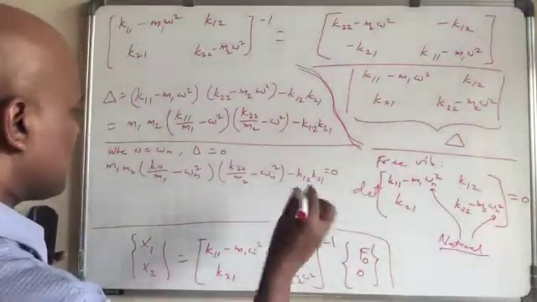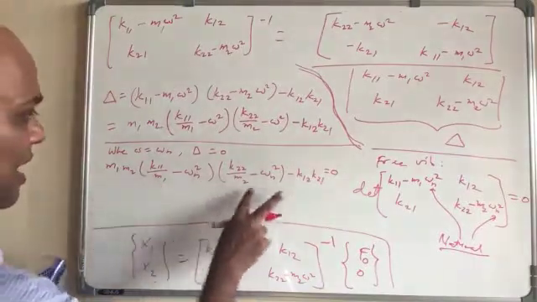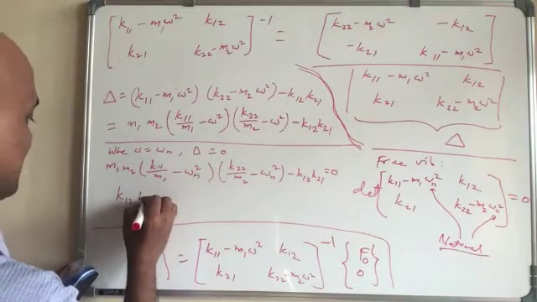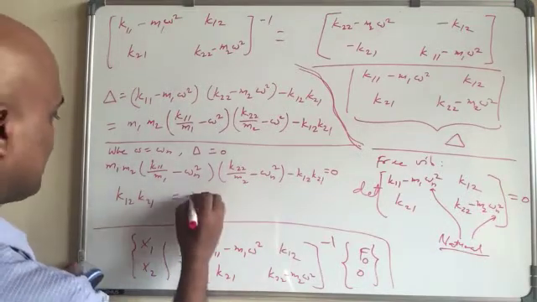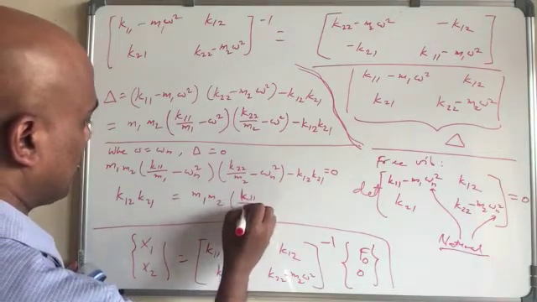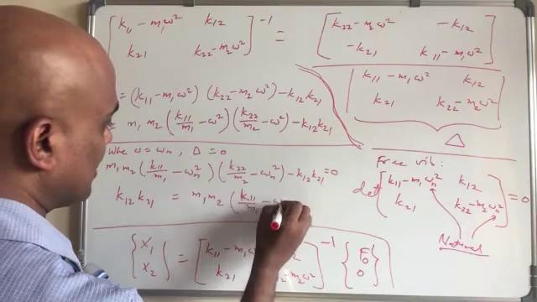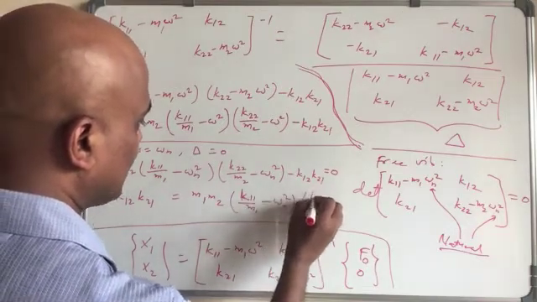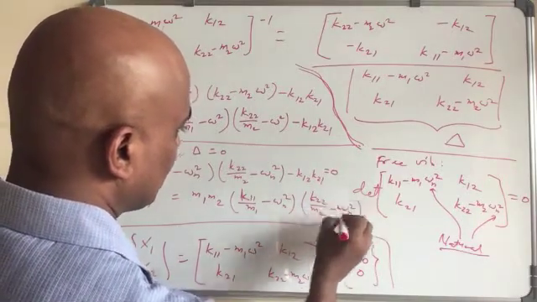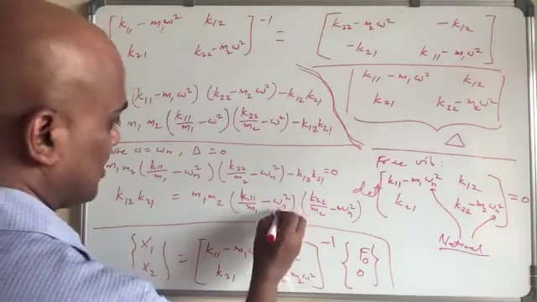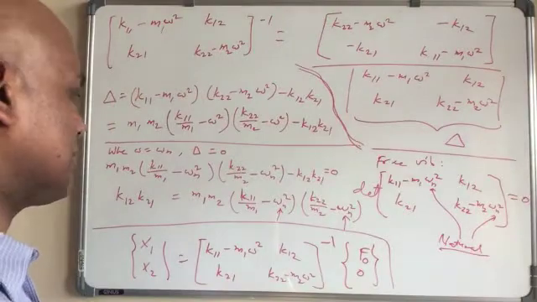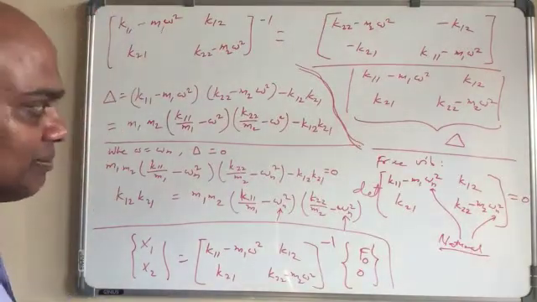So simply in that case, this term k12 times k21 is equal to m1 m2, k11 over m1 minus omega n square multiplied by k22 over m2 minus omega n square. That's what you get. Mind you, this is the omega n term, meaning omega n equal to omega 1 and omega 2. That is the meaning of that.